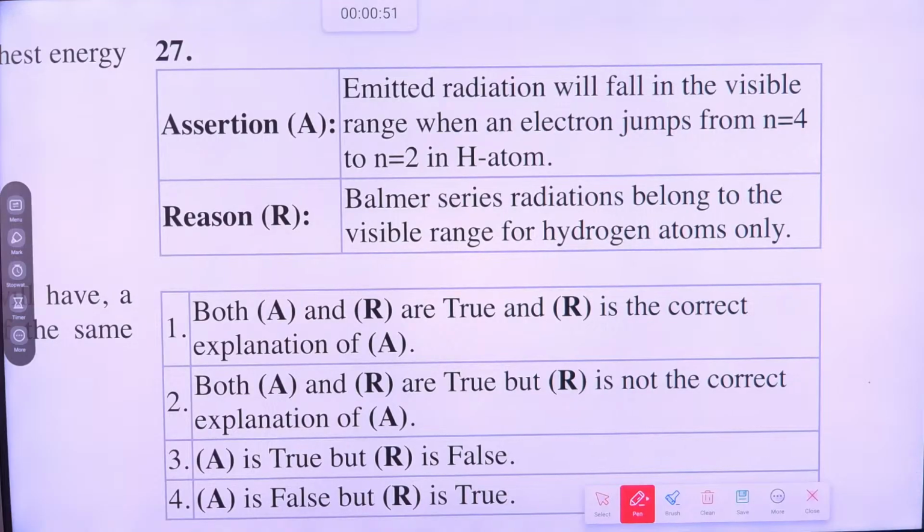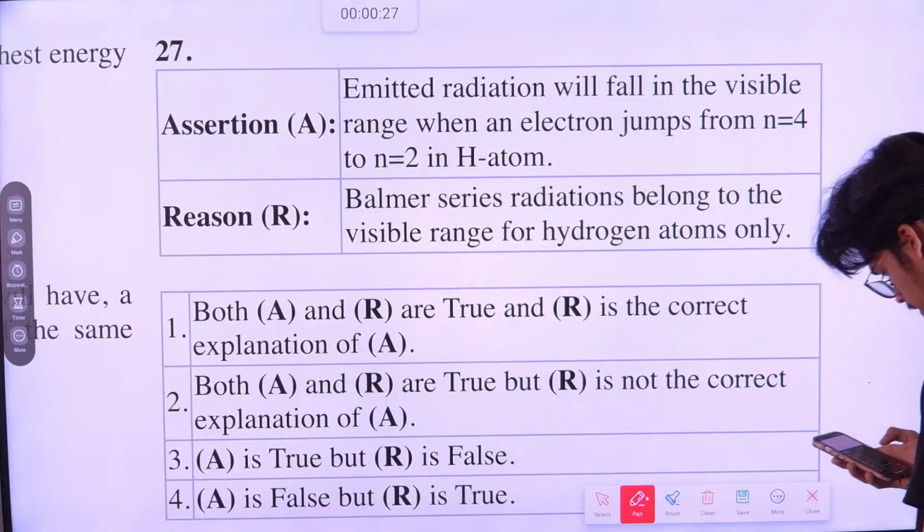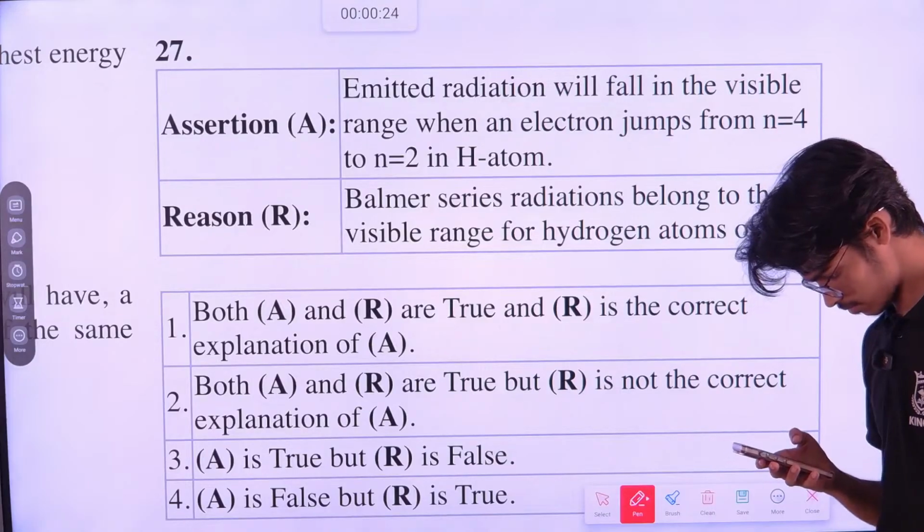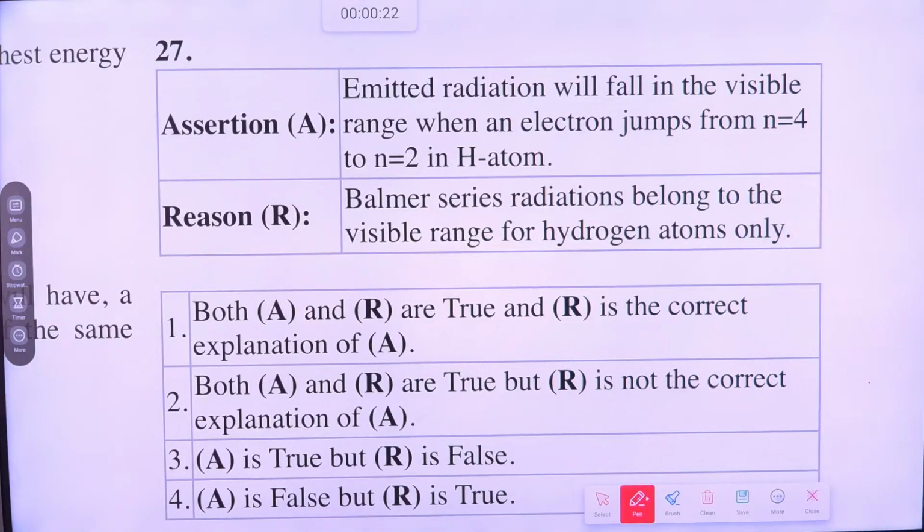Kanishka, emitted radiation will fall in the visible range when an electron jumps from 4 to 2 in hydrogen atom. Balmer series radiation belongs to the visible range for hydrogen atoms only. Assertion reason, guys. Tell us, are the assertion and the reason correct or not? Priya, Gokul, guys try to answer. 19 seconds are left.